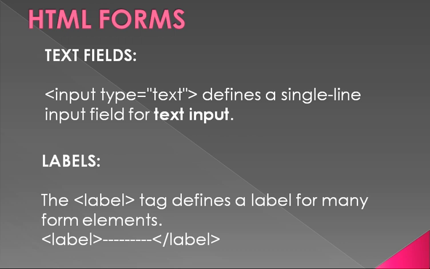As usual, if we want to create a text box, definitely we need to use a tag that is called the input tag, right? This input tag will have an attribute called type equal to text. If we give input type equal to text, then it automatically creates a text box. In the text box you can give your input, right?